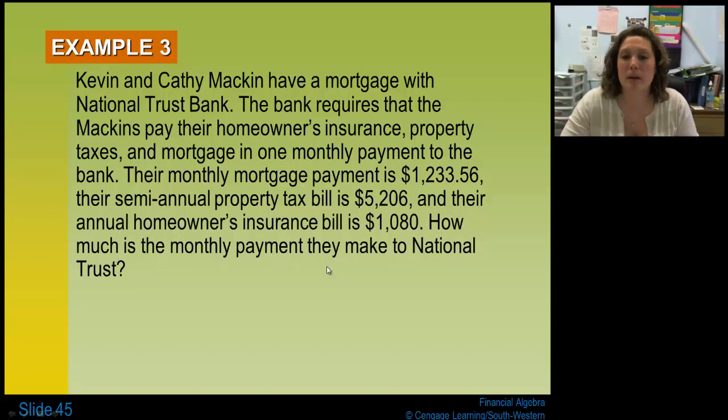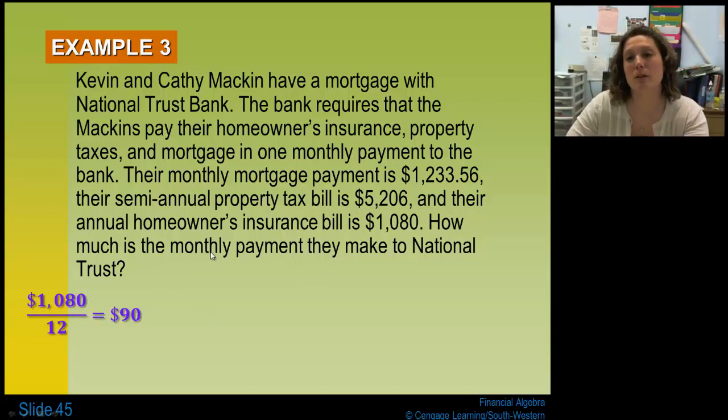How much is the monthly payment they make to National Trust? So with this, we first need to figure out, because they ask us monthly payment, so I need to convert these annual pieces or semi-annual pieces into monthly. So their annual homeowners insurance is $1,080. So when I take $1,080 and I divide it by 12, because it's 12 in a year, I have $90.